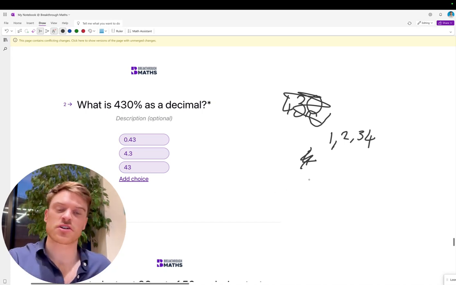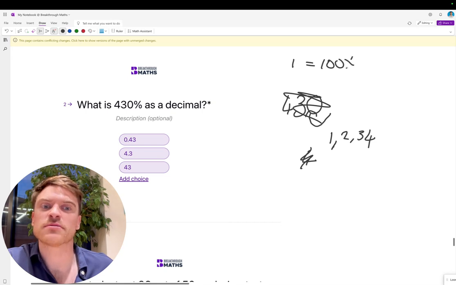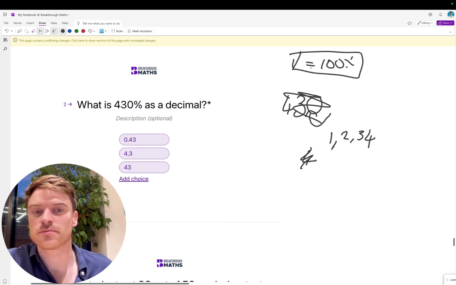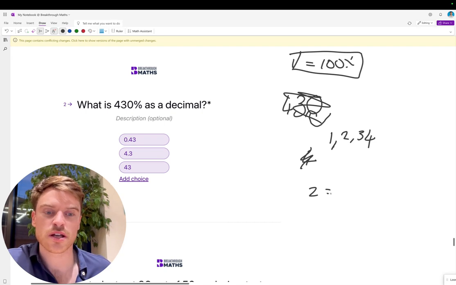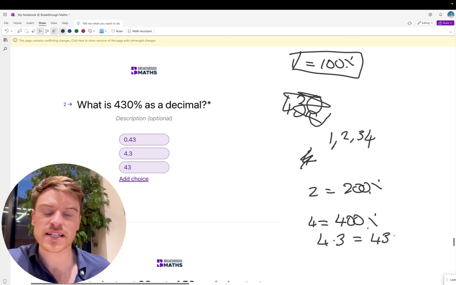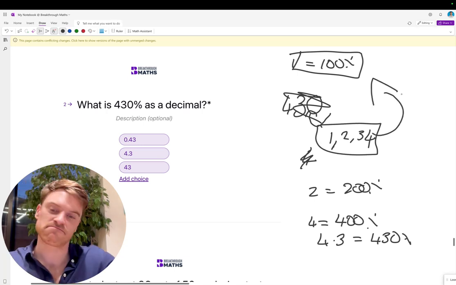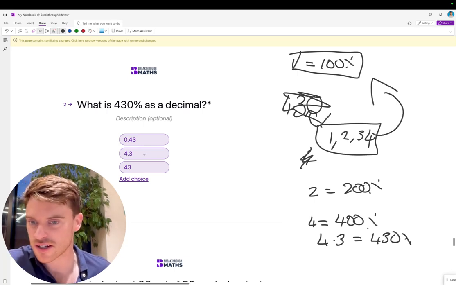It's not 430. It's like 1 is equal to 100%. I would keep that in my mind. If you could keep that in your mind, you're doing very well. 1 is 100%, so 2 is 200%. Keep that in mind for 3 and 4. So 4 is going to be 400%, and then 4.3 is going to be 430%. That's the way I look at it. I'd break it down. If you can remember that 1 is 100%, you're winning. And so the answer is this here, 4.3.